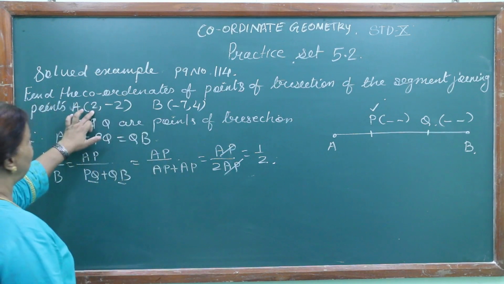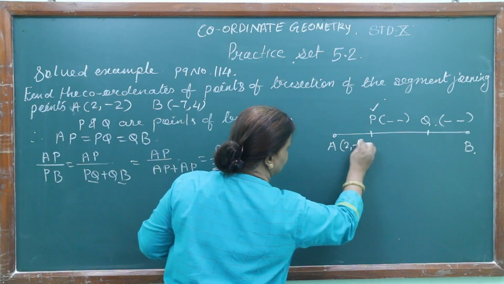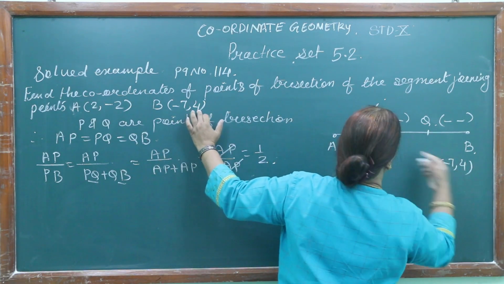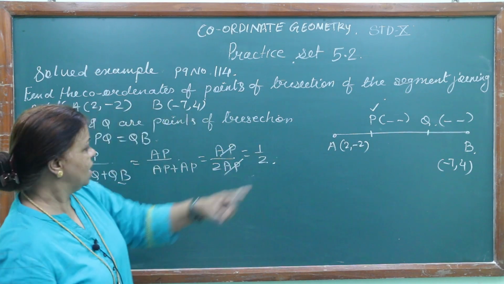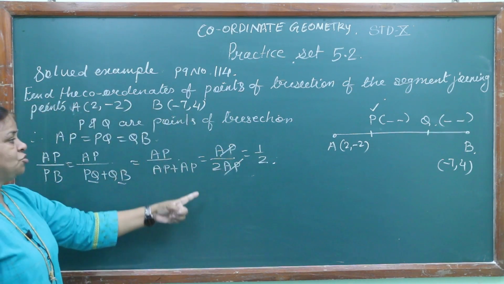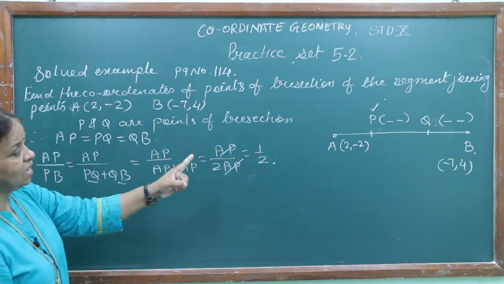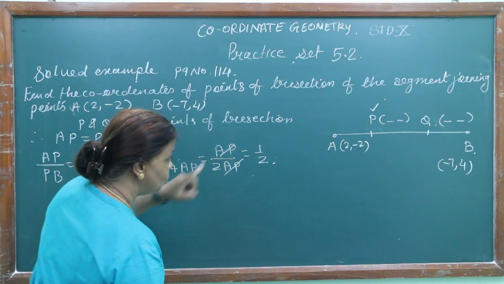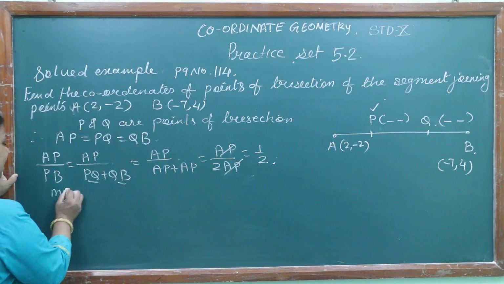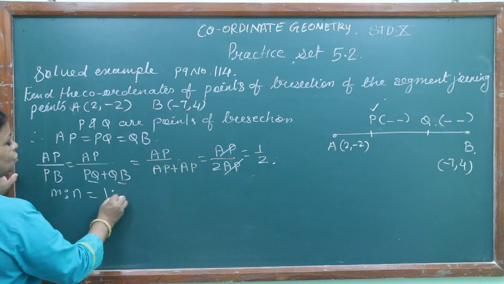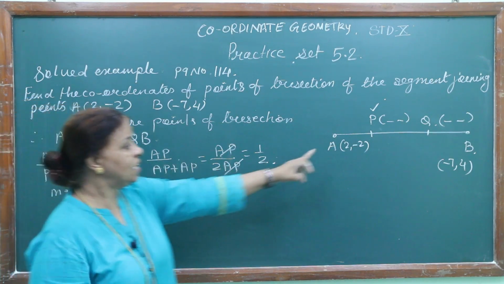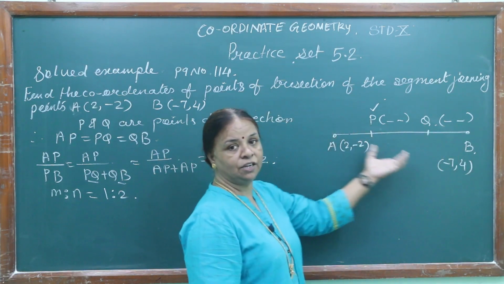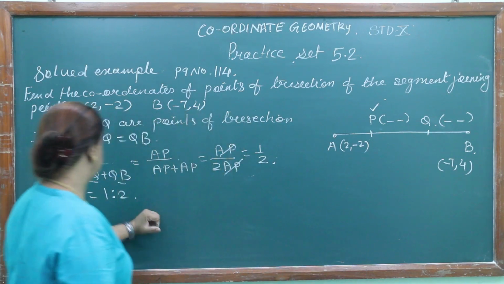A's coordinates are given as (2, -2) and B's coordinates are given as (-7, 4). We need to find the coordinates of point P, and we know the ratio in which P is dividing AB. P is dividing AB in the ratio 1:2. So m:n we can take as 1:2, because point P is dividing the line AB in the ratio 1:2, 1 part here and 2 parts here.